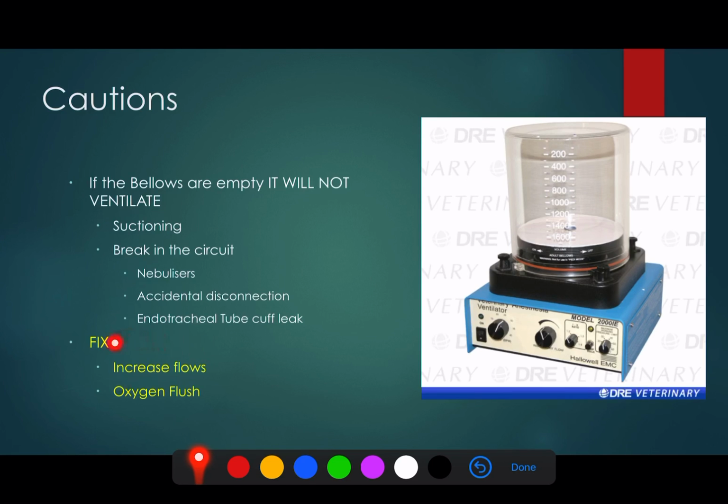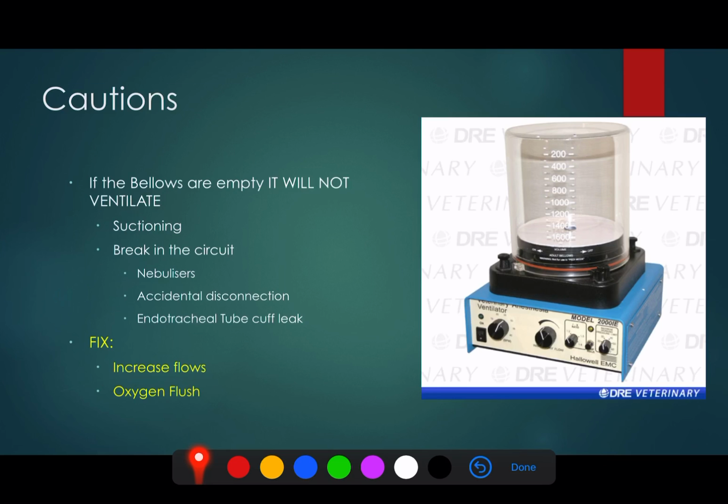Or you can increase the flows. So you can turn up your oxygen flow rate, your air flow rate, and then fill up the bellows that way. That's a slightly safer way of doing it, because then you're not getting the high pressures from the 60 plus litres per minute that the oxygen flush would do. However, it takes a little bit longer to just turn up the flows. So if you're in an emergency, press the oxygen flush button. Don't keep hold of it. As soon as you've filled up that bag, let go.